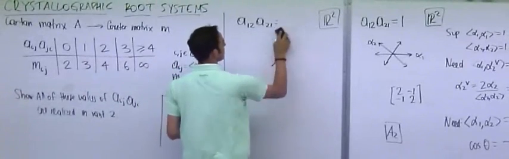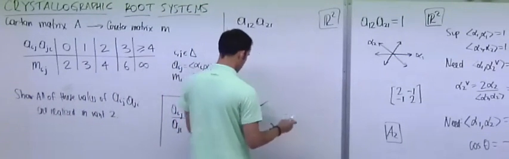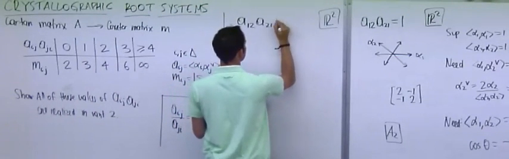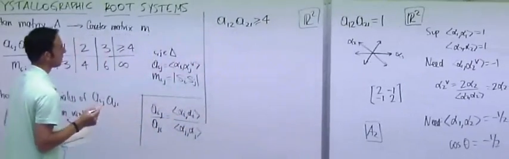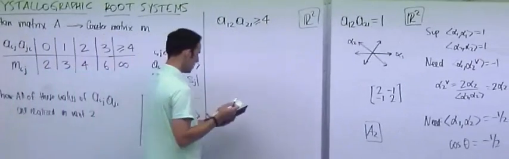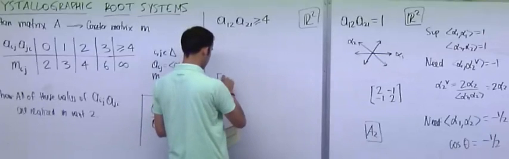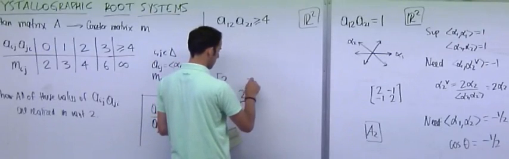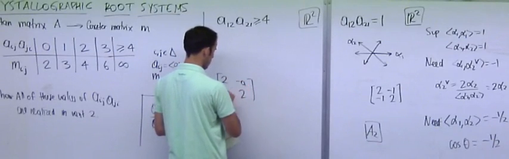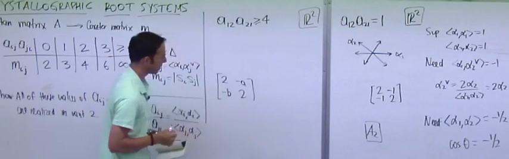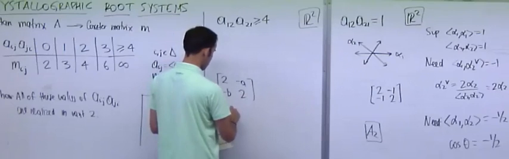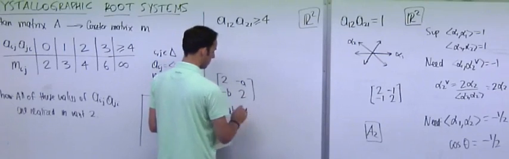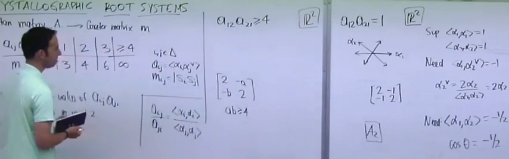But I'm not done because I have to do the case, this case. Okay? So now my matrix looks like this, where A and B are integers whose product is greater than or equal to 4. Okay?